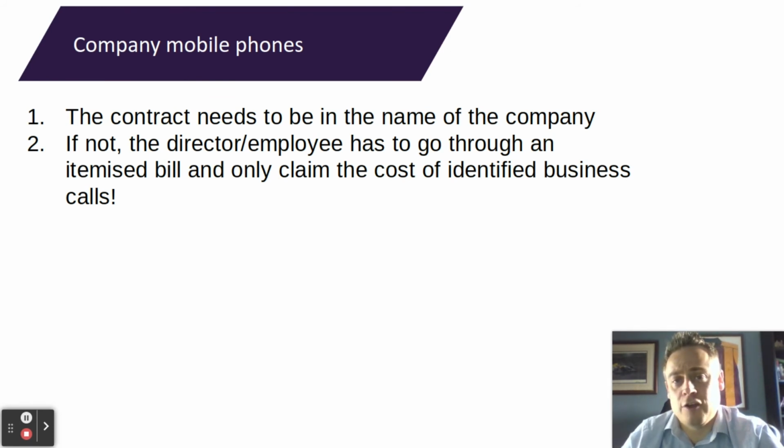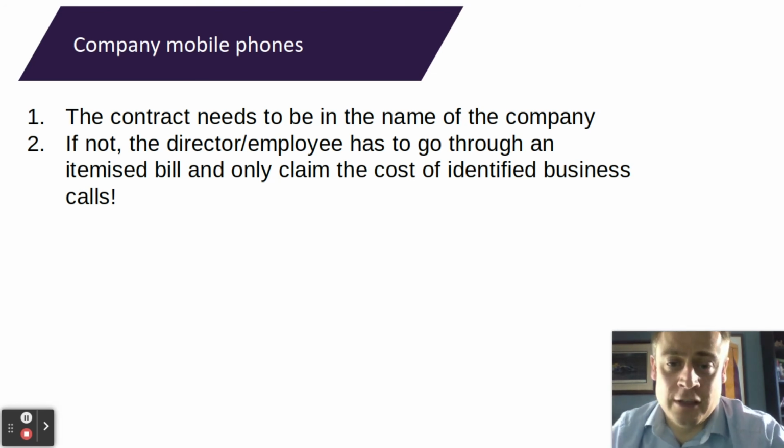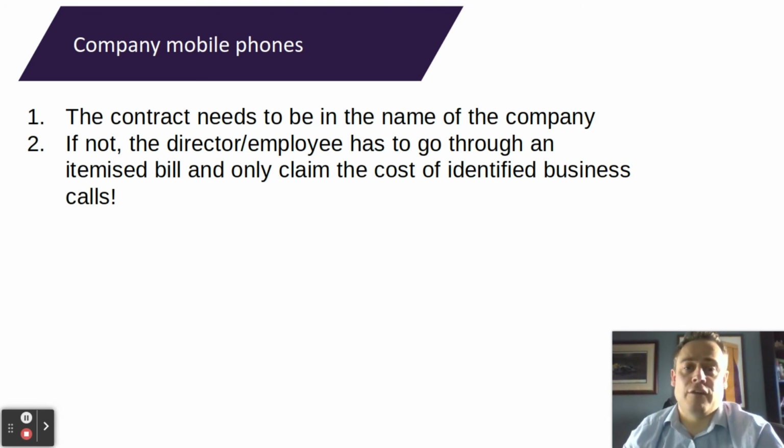The first is if a company takes a contract for a mobile phone and gives it to an employee or a director, then there's no taxable benefit arising on that occurrence. The individual concerned can use the phone privately and for business use. You don't need to monitor the amount of private use. There's no taxable benefit and everything's fine. The company gets a corporation tax deduction for the cost of the mobile phone.